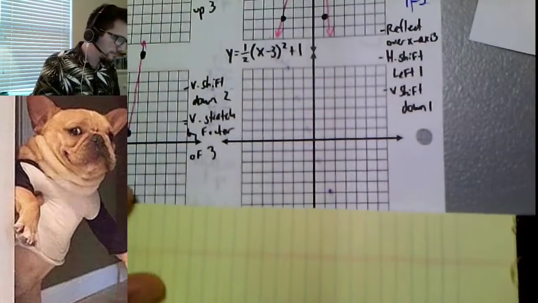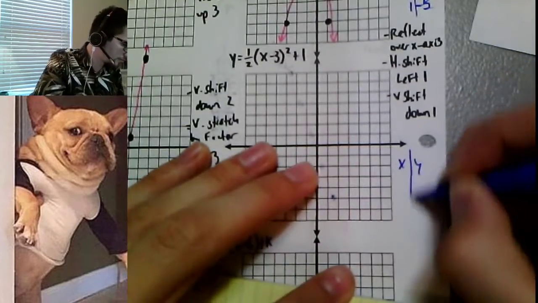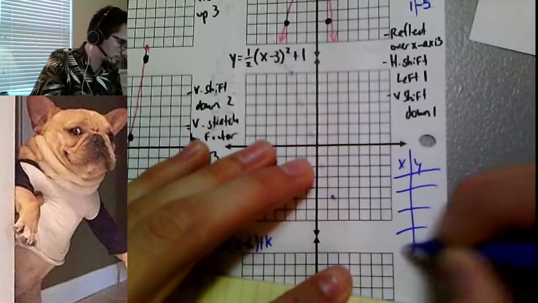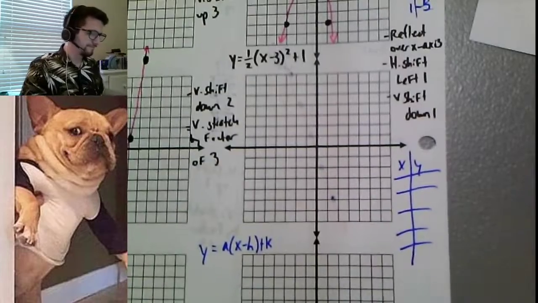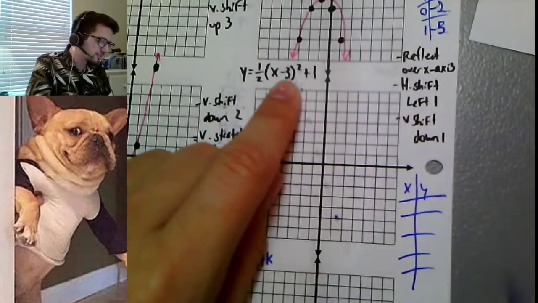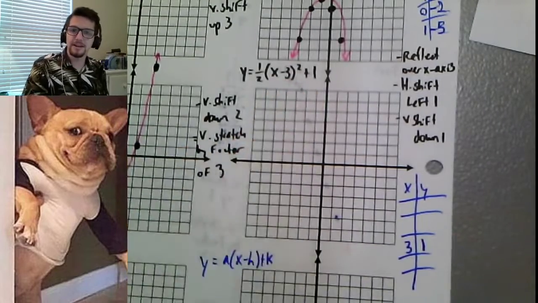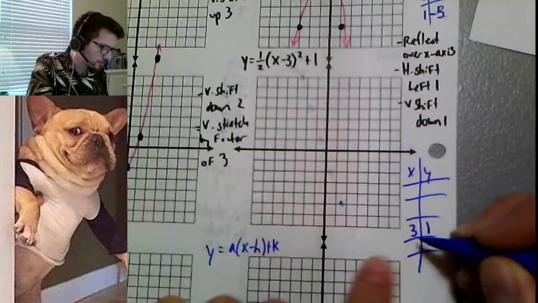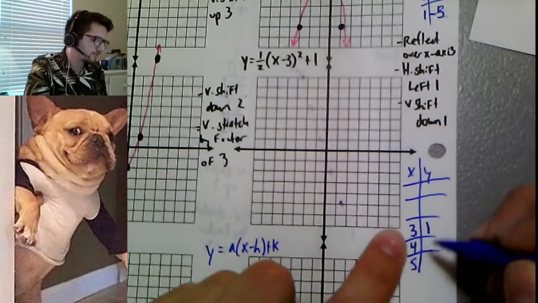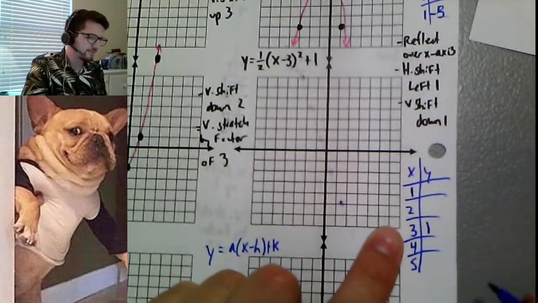So, let's do the xy table. So what is our vertex going to be? The opposite of h, so positive 3, and you keep k. Then I go up 2 on my x's, so 3, 4, 5. Then I go down 2, 3, 2, 1. These are my x values.